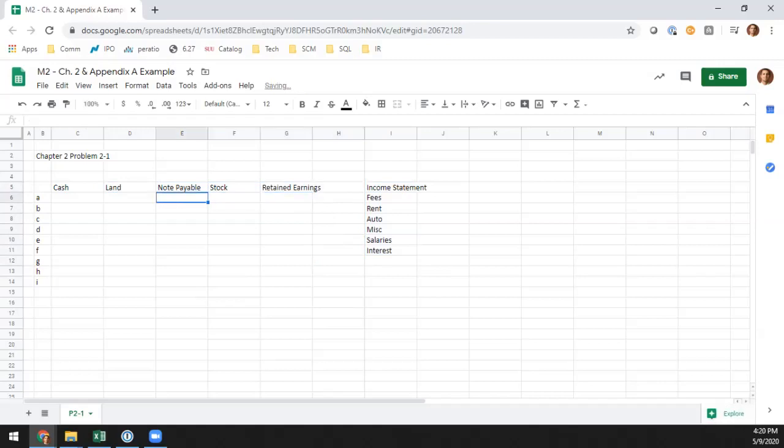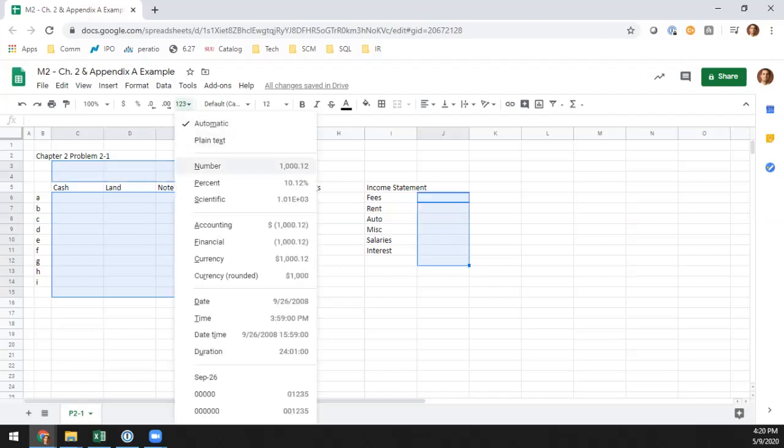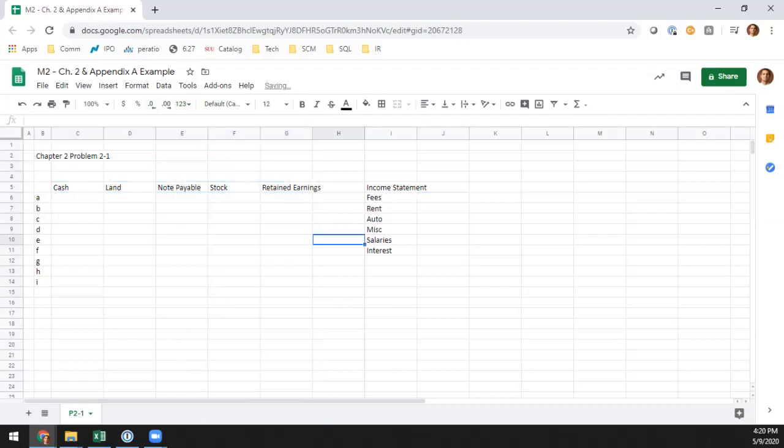Okay, now I have that set up. That should make it a little bit easier to work with. Before I get started typing numbers in, I'm just gonna add commas to all of these to make it easier for us to read.